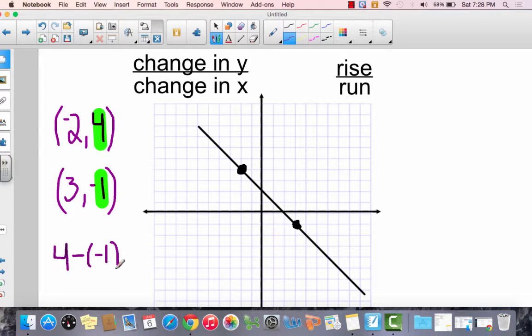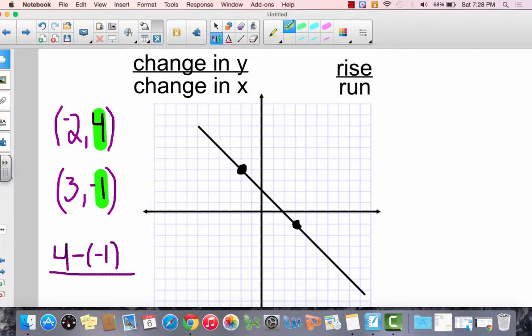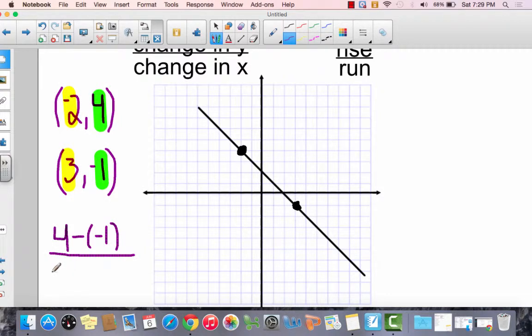In the bottom of the fraction, we have to find the change in the x coordinates. So with these specific points, my x coordinates are the -2 and the 3. Thinking back to how I solved the y pairs, I began with the number in the top ordered pair, so I'm going to follow that same suit for my x's. So this will be -2 minus 3. And I'm simply just going to solve.